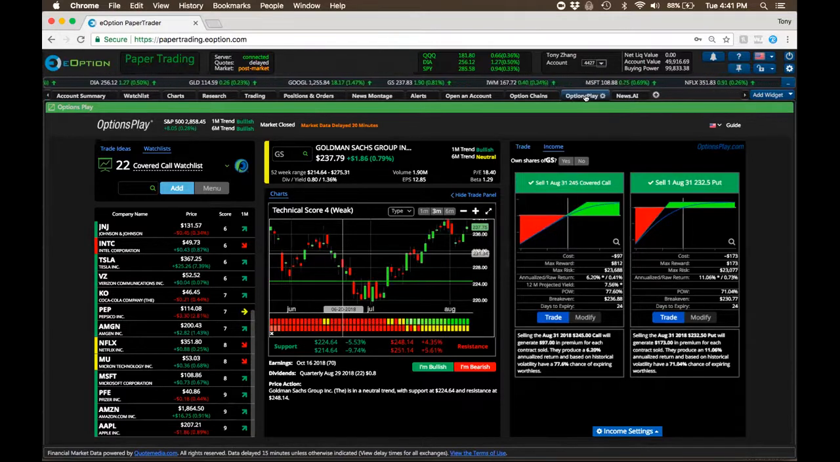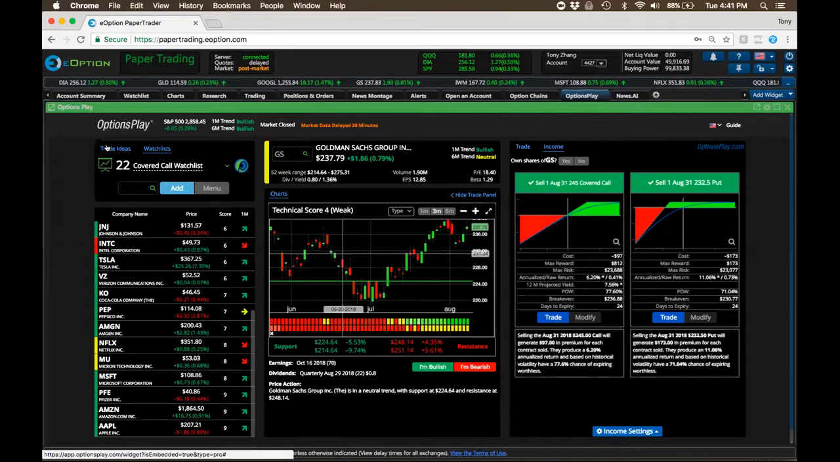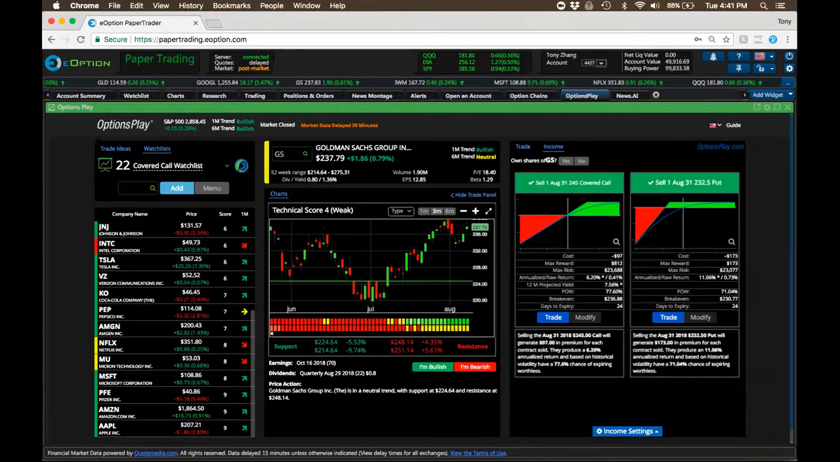Now, this platform is divided into 3 sections. We have trade ideas and watch list here on the left. We have our security analysis panel here in the middle, and we have trading and income here on the right. So today, what I have set up is a watch list, and I highly recommend for any of you that sell covered calls, cash secured puts, or even credit spreads, to set up a watch list with the stocks that you want to sell these strategies on, because it's going to make your life a little easier.